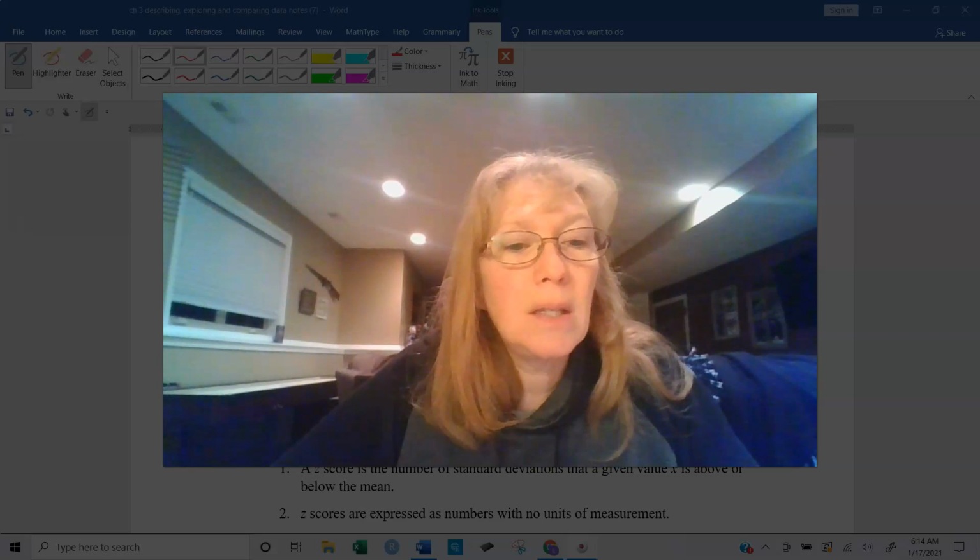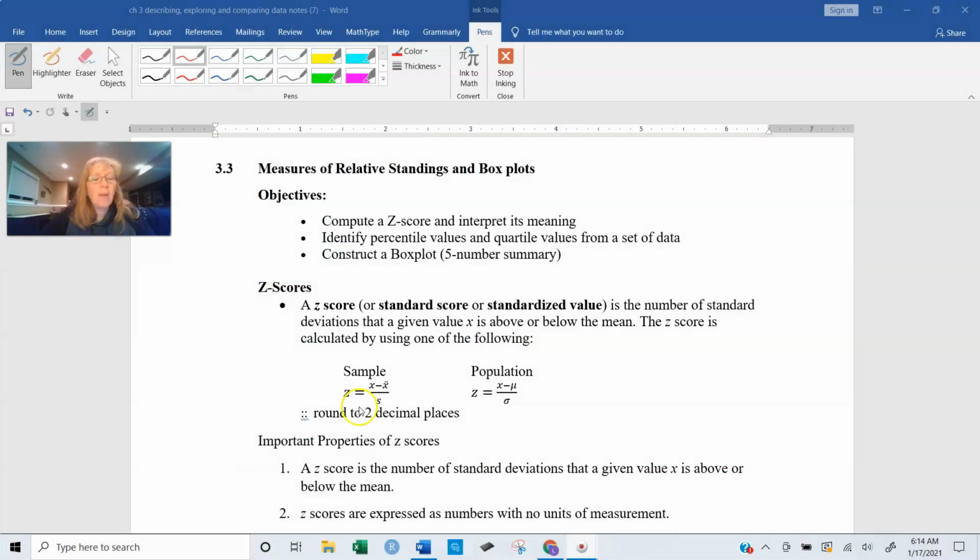You will need your stats disk again, and we will be doing some things by hand. We're going to compute a z-score and what it means. We're going to look at percentiles and quartiles. This is so we can create our 5-number summary or a box plot.